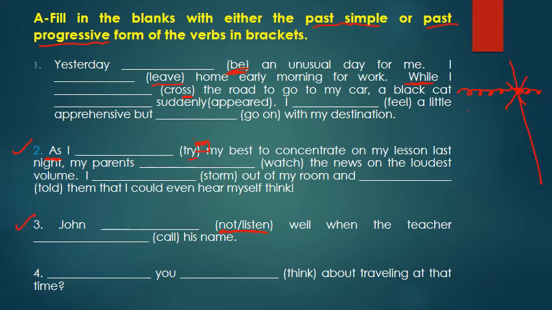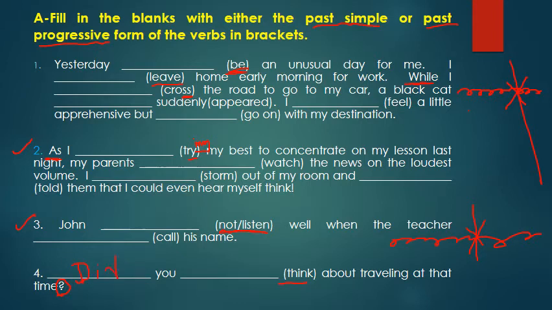Here, in this case, two answers are possible, by the way. If you also wrote John wasn't listening well when the teacher called his name, this is also possible and correct, because maybe John wasn't listening, something else was going on, and then the teacher called his name, okay? Now, you notice two blanks here, and think. But it's a question, so I need to write did. Of course, I'm asking a question. Think about traveling at that time. Did you think about traveling at that time?